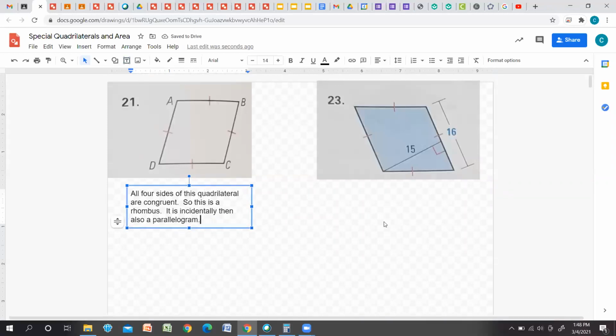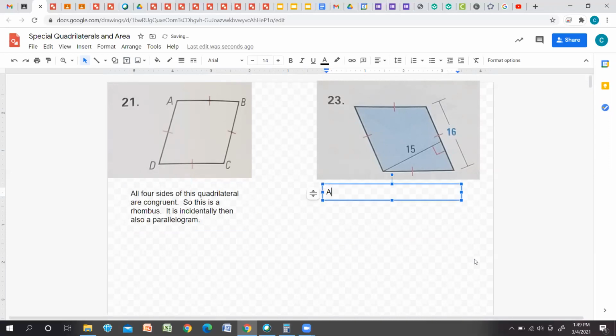Okay, speaking of parallelograms, this one is a parallelogram, this quadrilateral. Notice all four sides are the same. It's actually a rhombus. But since it's a parallelogram, we can use the parallelogram formula. Again, it could be useful to think of it that way. So the base is 16 and the height is 15, right? The area of a parallelogram equals just base times height. So in this case, the base is 16, the height is 15.